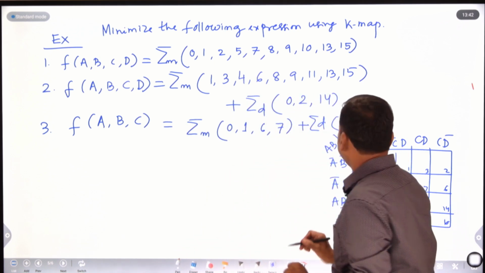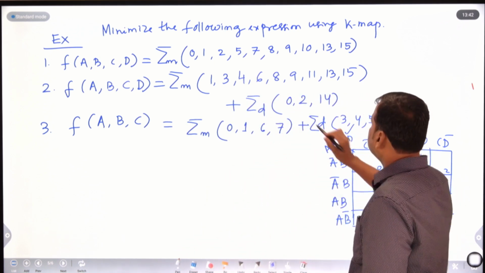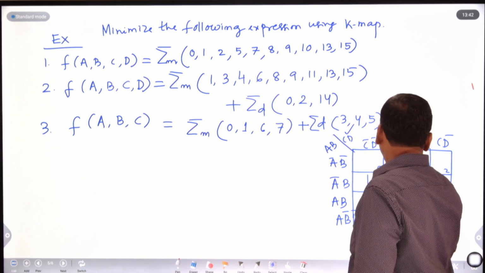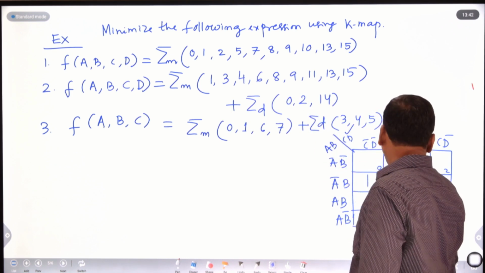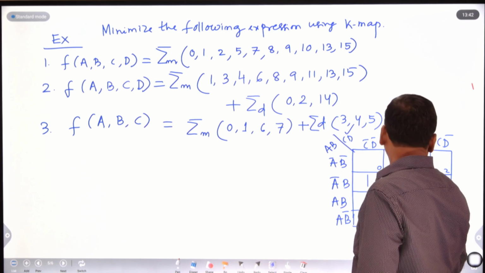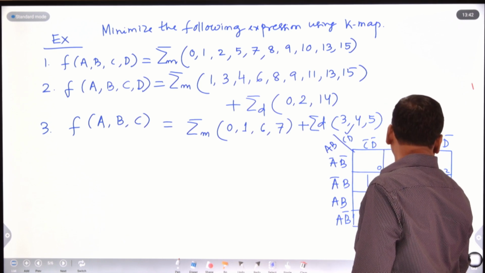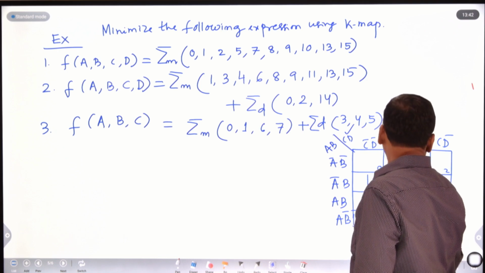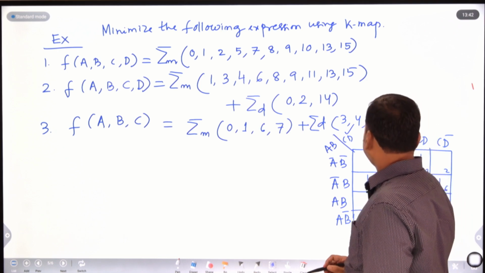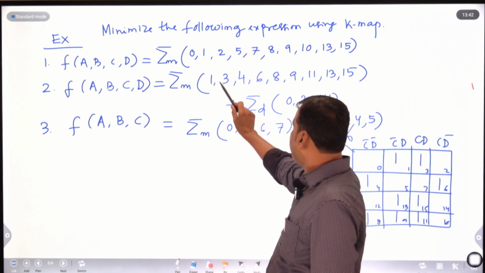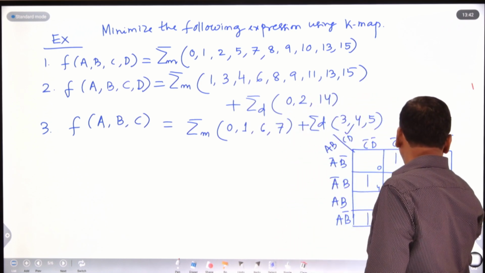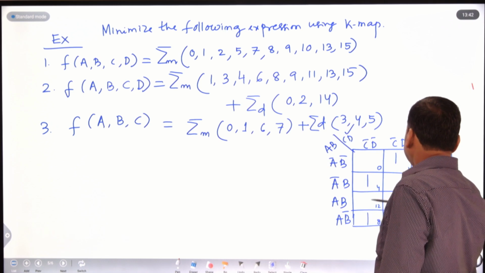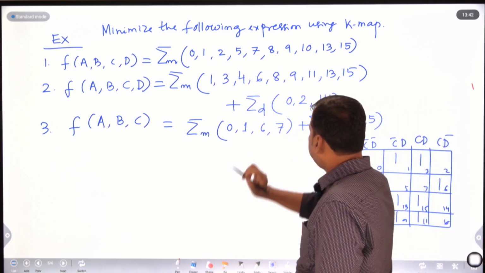1 is a min term, 3 is also a min term, 4 is a min term, 6 also a min term, 8, again 9, then 11, 13, then 15. The min terms are given. How many min terms are given? 1, 2, 3, 4, 5, 6, 7, 8, 9. And another, don't care combinations, are given.